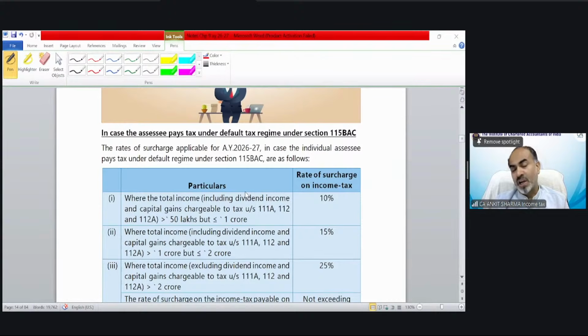And in case of surcharge, please remember the marginal relief concept also. In any question, if the income is slightly exceeding 50 lakh, like 51 lakh, 52 lakh, 53 lakh maximum, then you should check the marginal relief concept also. Again, if the income is slightly exceeding 1 crore, you need to apply that. If income is slightly exceeding 2 crore, you need to check whether marginal relief is applicable or not. It would be really crucial from your examination point of view.